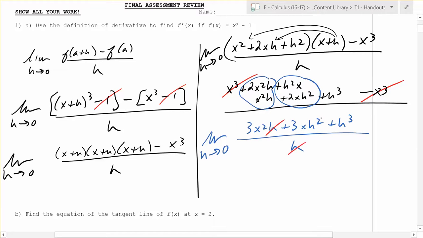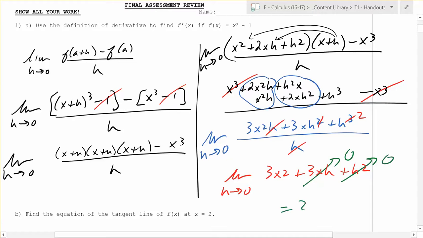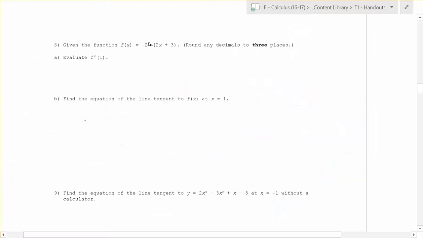Does something cancel now here? h cancels there. So what do you end up with here, Arvin? 3x squared plus 3xh plus h squared. And if h goes to 0, this goes to 0, that goes to 0, so this goes to 3x squared. So f prime of x is the slope you want.